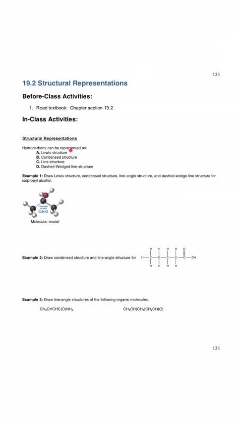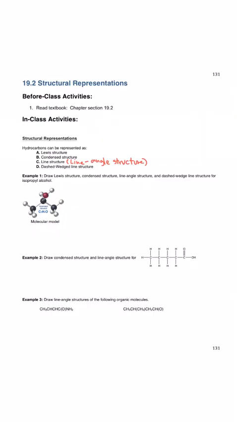Lewis structure, you learned this in Chem 122. We're going to take a look at condensed structure, line structure or line-angle structure, and wedge-line structure. Don't worry about the term hydrocarbon yet. You are going to encounter this again in chapter 19.4. Pretty much, a hydrocarbon is an organic compound that contains mainly hydrogen and carbon.